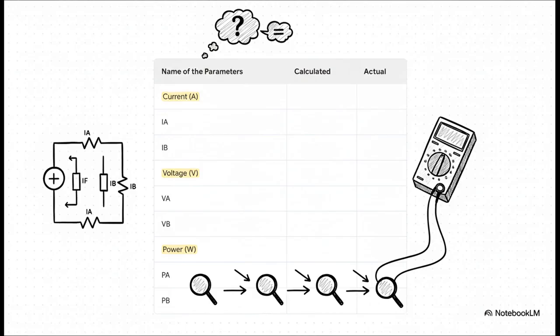That calculated column, that's for all the values we figured out with our formulas, our predictions. And the actual column? That's where we'd put the real numbers we got straight from our multimeter. We'd look at the predicted current for branch A and compare it to the measured current, the predicted voltage versus the measured voltage. This is where we see if we were right.